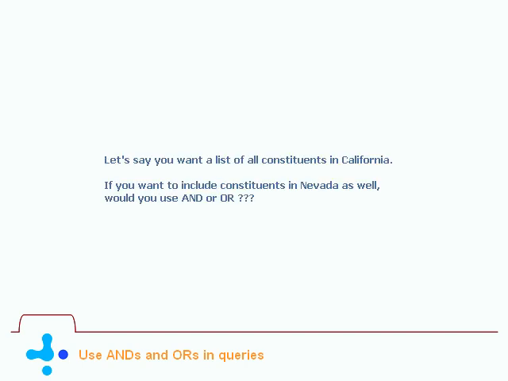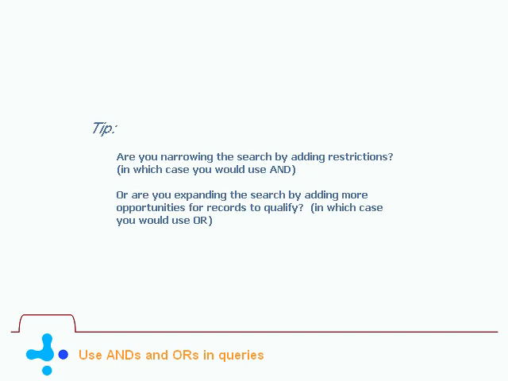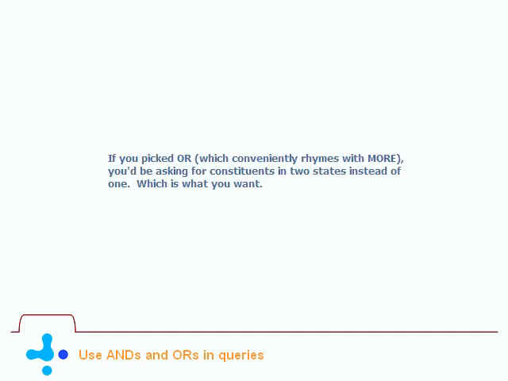Let's say you want a list of all constituents in California. If you want to include constituents in Nevada as well, would you use and or or? Here's a tip. Are you narrowing the search by adding restrictions, in which case you would use and, or are you expanding the search by adding more opportunities for records to qualify, in which case you would use or? If you picked or, which conveniently rhymes with more, you'd be asking for constituents in 2 states instead of 1, which is what you want.